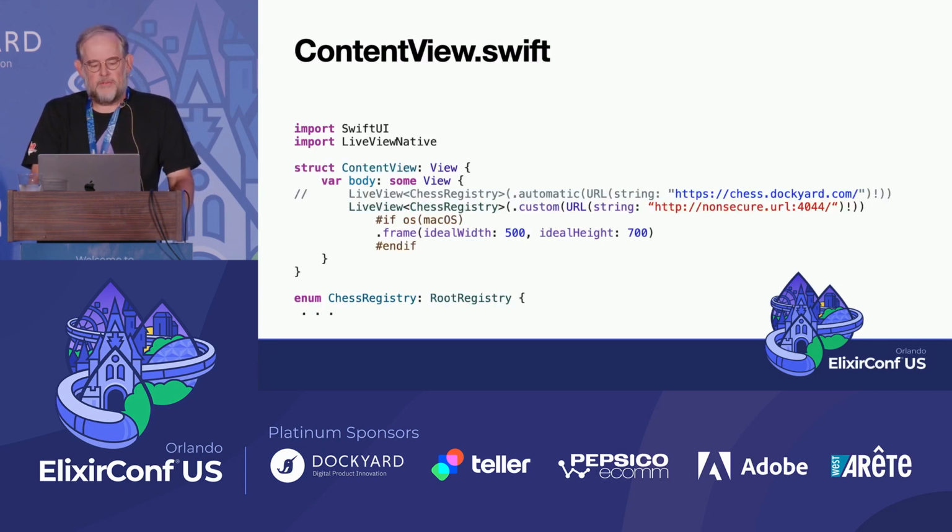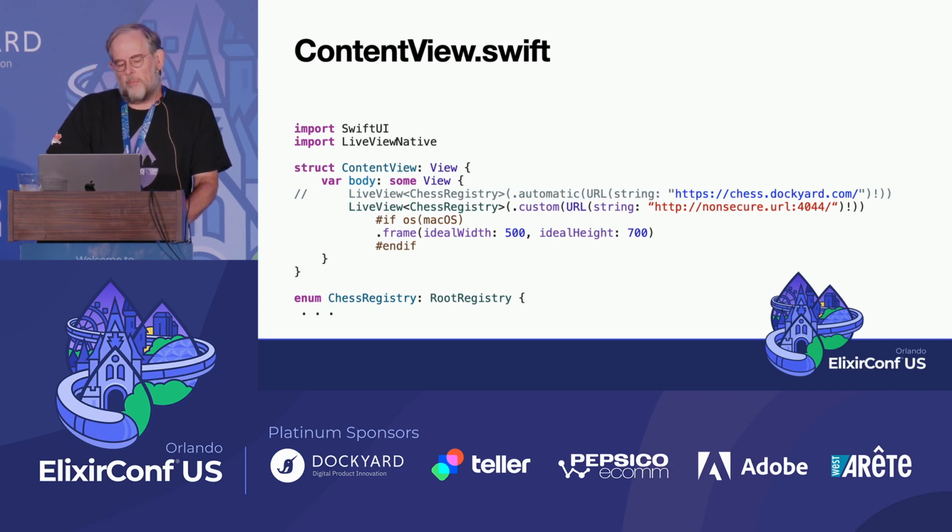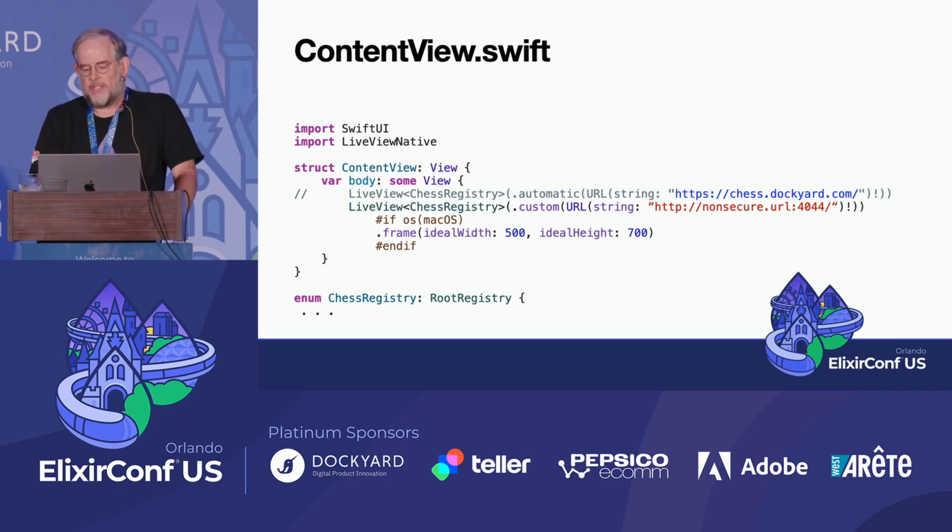So for the content view, we saw from Brooklyn how that looked. I was using this as an example to show what content view looks like and to show you my small change that I had to make for the repo for the chess app to work. They've got an automatic that goes to chess.dockyard.com. I had to change it to custom. I forget why they told me I had to do that. And then I could put it on my non-secure URL.